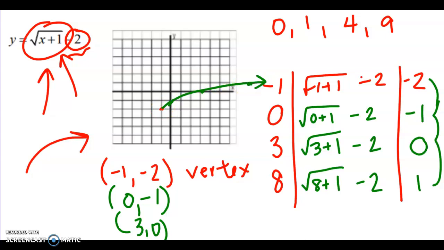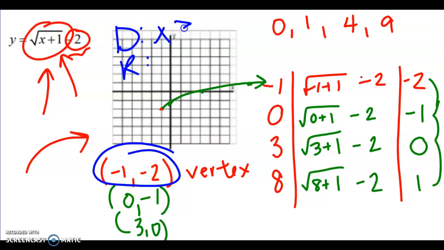Let's talk this time about my domain and my range. So my domain, and remember I'm going to use my vertex for my domain and my range. So my domain is x, because that's what I plug in, is everything greater than or equal to negative 1. And my range is my y, because that's what I get, is everything greater than or equal to negative 2.